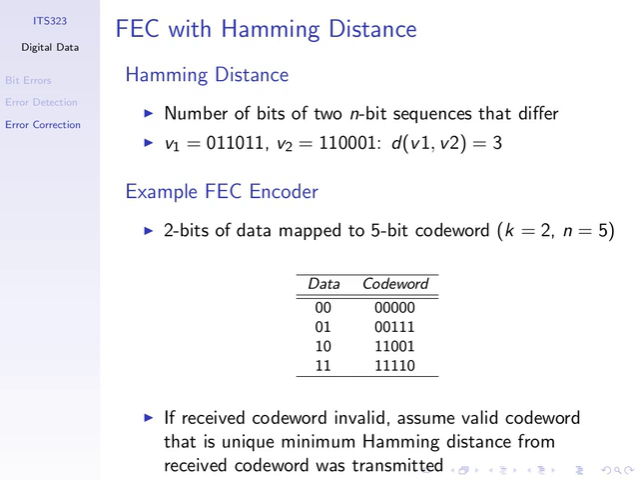So at the receiver, we make an assumption that the transmitted code word must have been 00111, because that has a minimum Hamming distance of 1 to our received code word. And now we decode. Take this, look up the table, data 01. We've corrected our error.